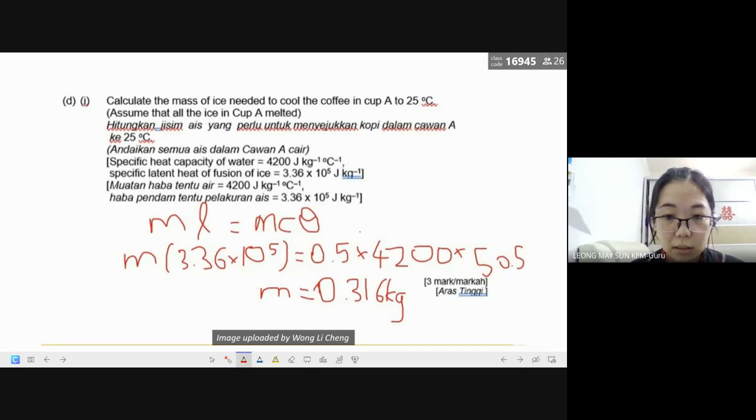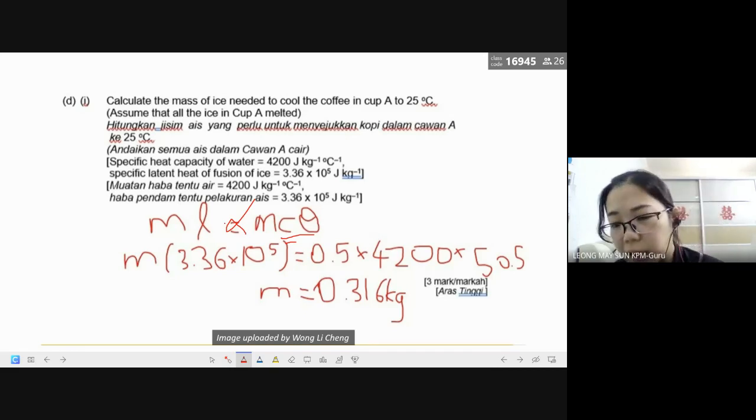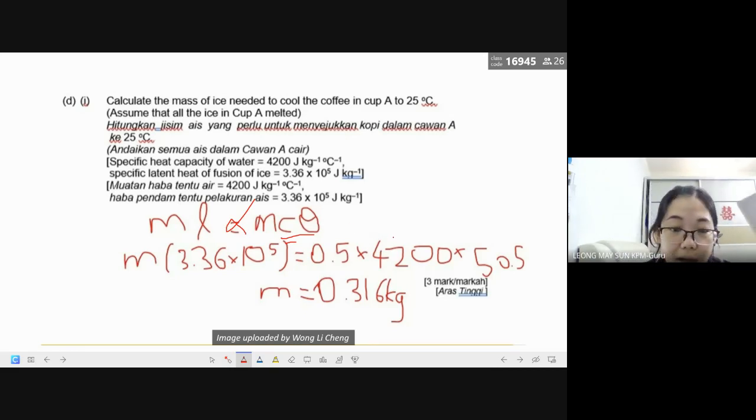Li Cheng over here. Here only got mcθ. Li Cheng, this one is definitely wrong already. ml is not equivalent to mcθ here. So I can't even give you any substitution mark because I need to find the other one.